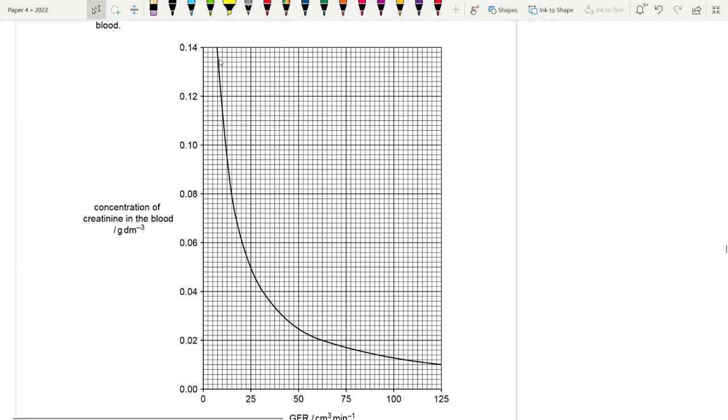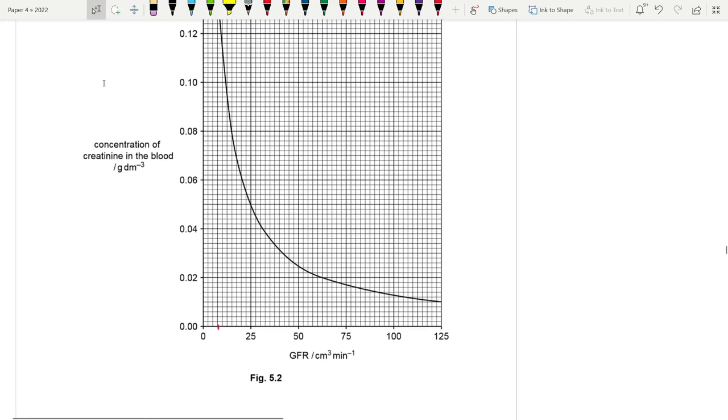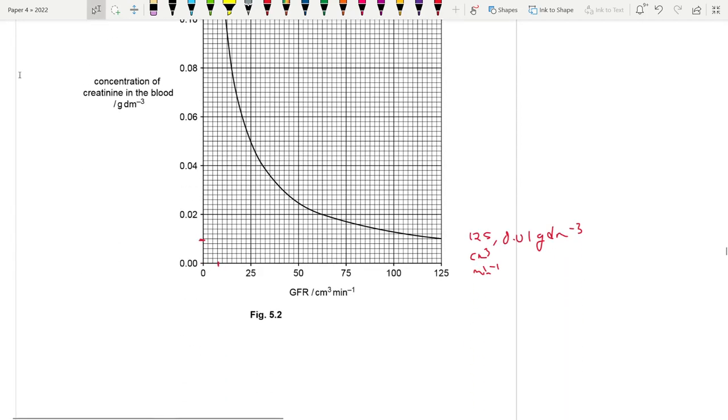For example, here and here. So you could talk about at a GFR of 125, there's a concentration of 0.01 gram per dm cube in blood. And what about here? This is 10, 20, wait, so this is 10, right?